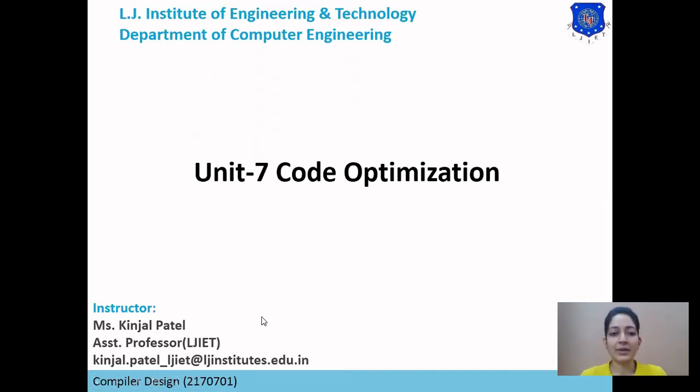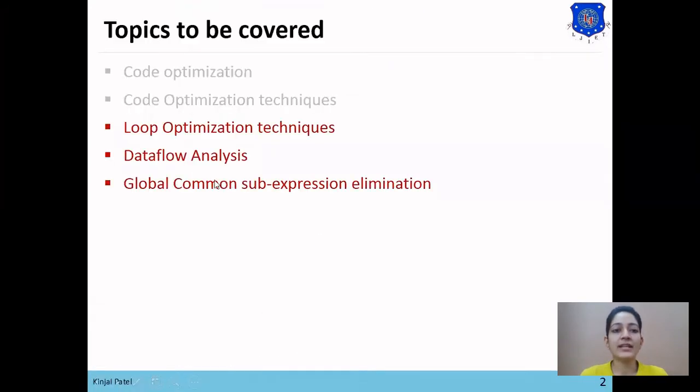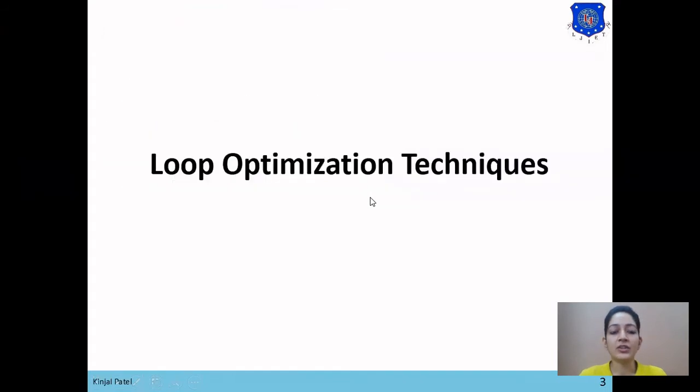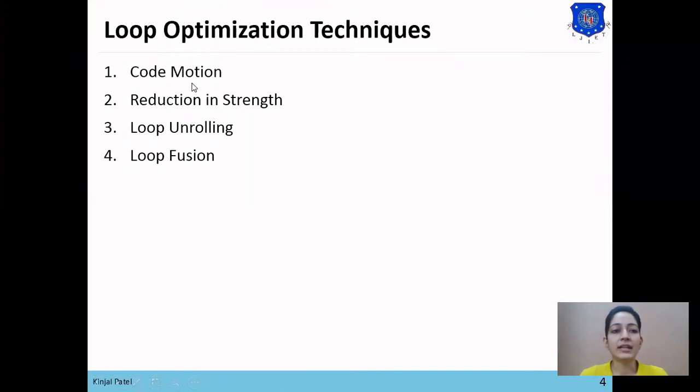So here is the Chapter 7 Code Optimization Lecture 2. In this lecture, we will learn loop optimization techniques, data flow analysis and global common subexpression elimination. So first topic is loop optimization techniques. These are the techniques used for loop optimization. First one is code motion. Second one is reduction in strength. Third one is loop unrolling. And last one is loop fusion.